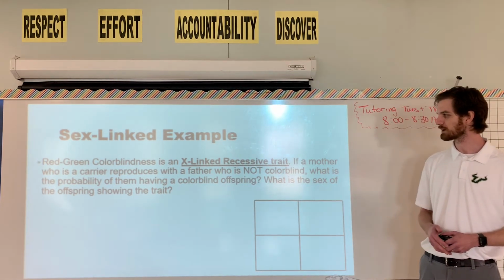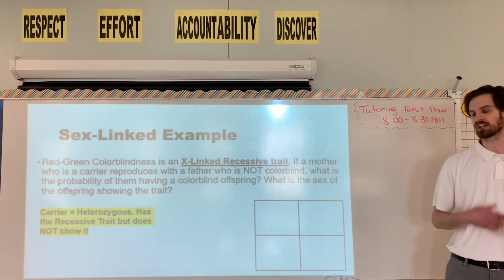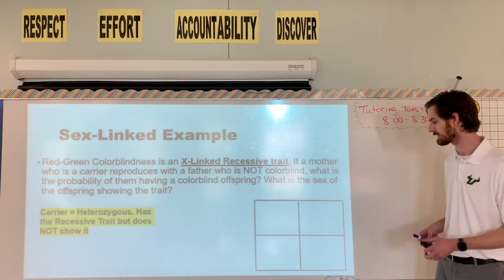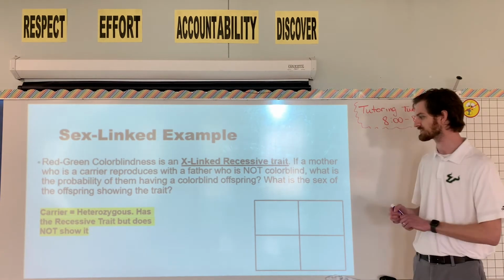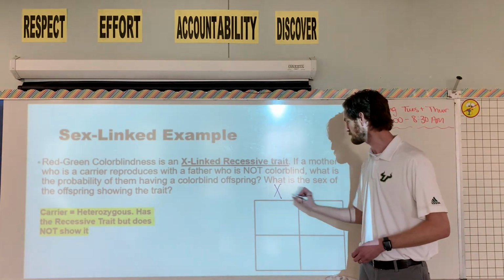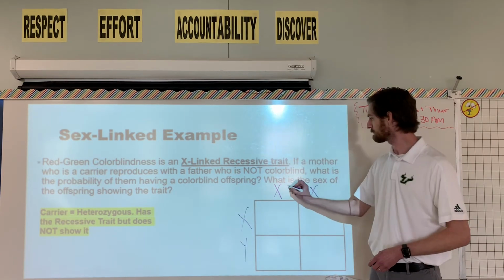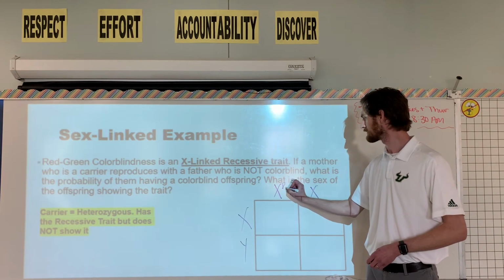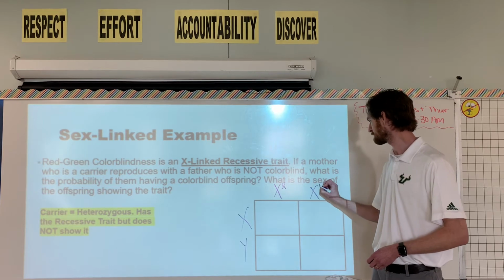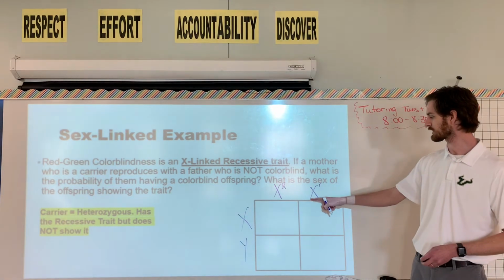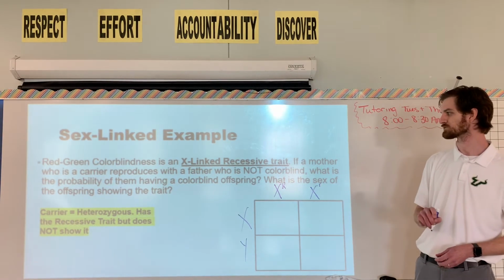So let's look at that one real quick. Remember, the word carrier means that they hold it, but they don't show it. So mom holds the trait for colorblindness, but she is not colorblind herself. So mom is going to be 2 X's, dad is going to be X and Y. Mom carries it, so she's going to have the trait, but not show it. So I'm going to represent the trait for colorblindness as this lowercase r because it's recessive.